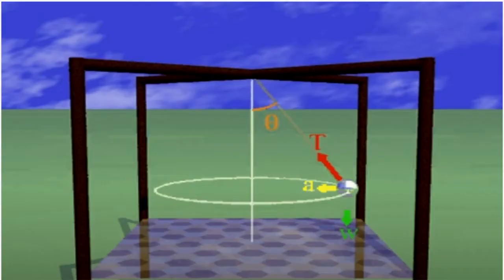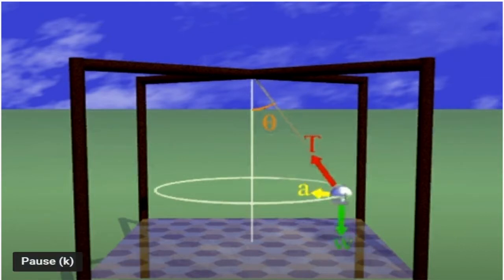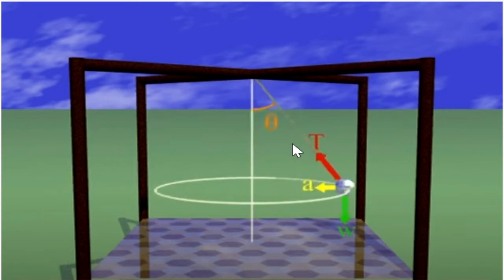So the tension is shown there as T, directed upwards, and the object's weight directed downwards shown in green, and then the acceleration towards the center of the circle. That is a conical pendulum.